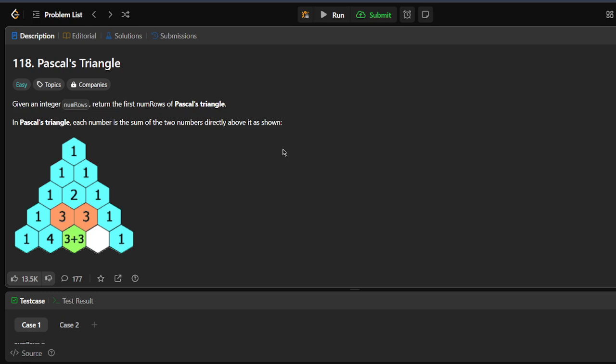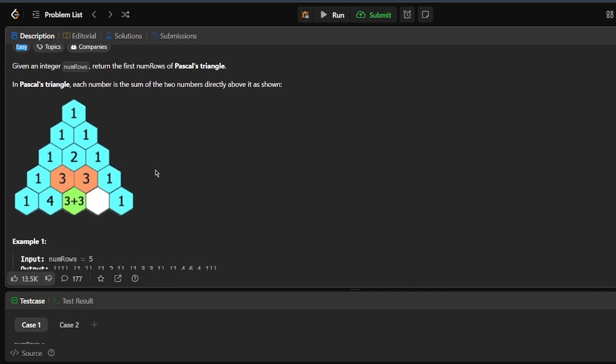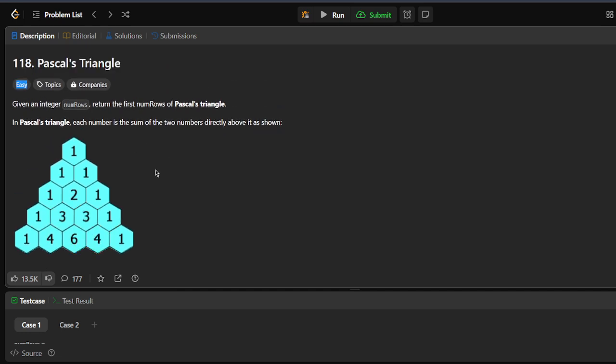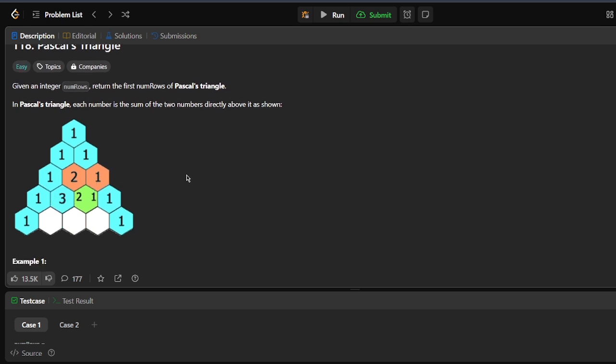Welcome friends. Today I am discussing another LeetCode problem, whose name is Pascal's Triangle. This question is marked as easy, but I think this question is not easy. If you are a beginner, you cannot solve it the first time, but if you are at a moderate level, you can definitely solve this question.